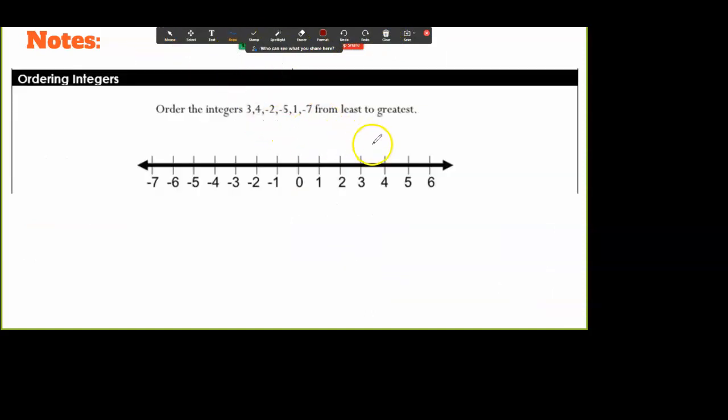One way to order integers is to put them on a number line. I'm going to place the 3, the 4, the -2, the -5, the 1, the -7. If I put these in order, it'd be -7, -5, -2, 1, 3, 4. So with integers, the more negative it is, the least value it has.